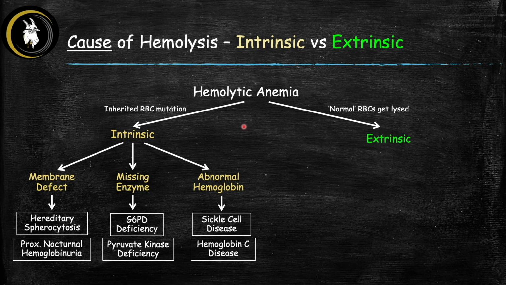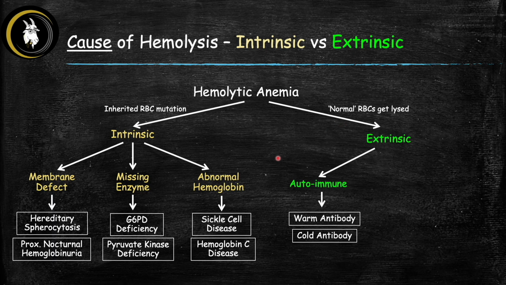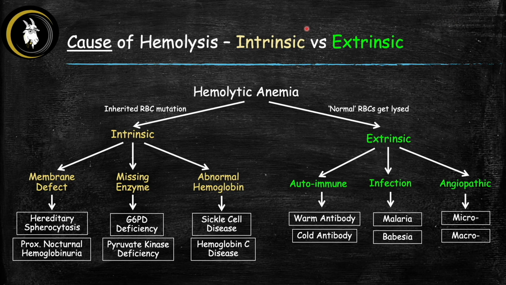And just like we did over here, we can also divvy up the extrinsic causes into 3 categories. So in autoimmune hemolytic anemia, our immune system is forming antibodies against our own red blood cells, leading to hemolysis. Also, some protozoa like malaria and babesia specifically can infect red blood cells, causing hemolysis. And then finally, the last category is called angiopathic. So this is when the red blood cells are getting lysed by the inner lining of blood vessels, or sometimes the heart valve. And depending on the size of that vessel where hemolysis happens, this is called either micro or macro angiopathic, but the problem is the inner lining of vessels. And I'll explain all of these extrinsic diseases in more detail in the final video of the series.